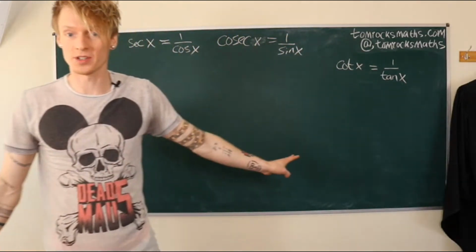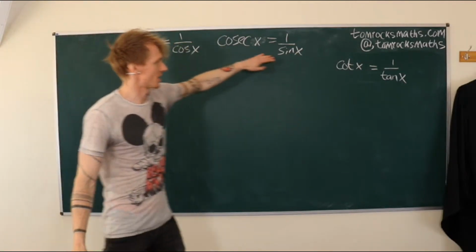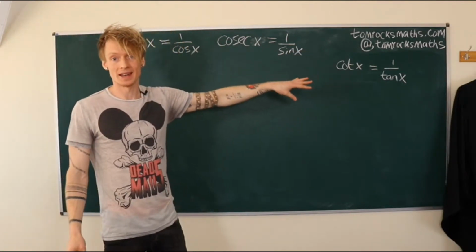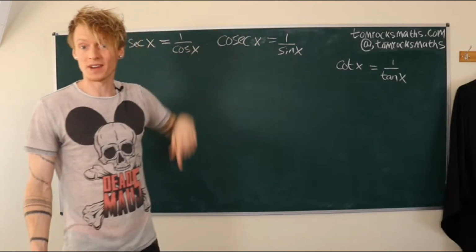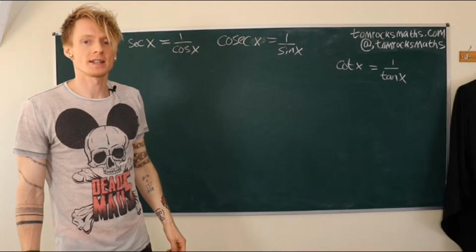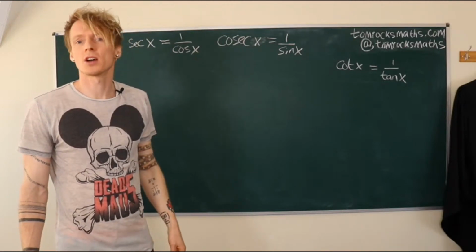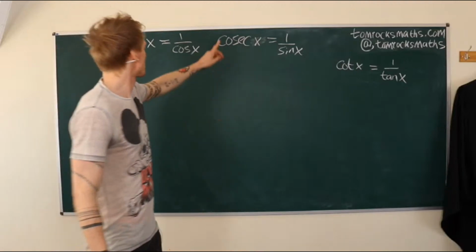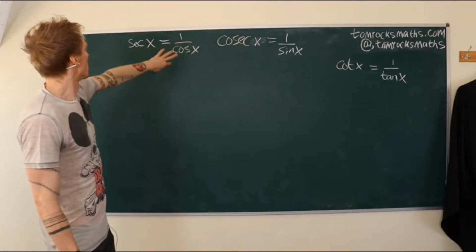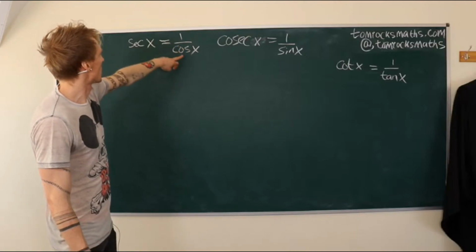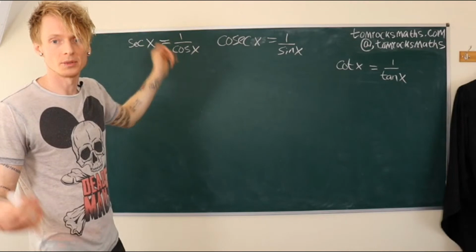They are just reciprocals. So if you know the value of cos of an angle or sine of an angle or tan, then the value for sec, cosec, and cot is just 1 divided by that. So I think we did an example of cos of 60. Cos of 60, for example, is a half. And so if we were to plug in a half here, sec of 60 would be 2, for example.